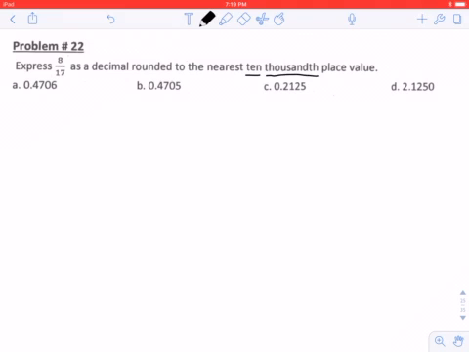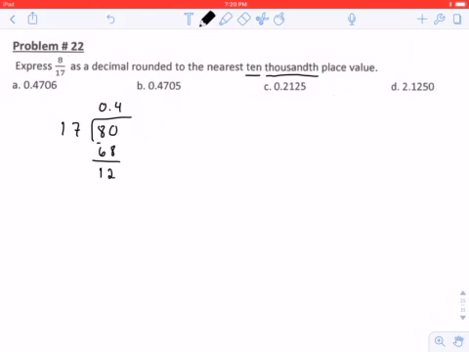First, let's complete the long division, where we're going to divide 8 by 17. How many times can we fit 17 into 8? That's impossible. That will give us a decimal. 80 divided by 17, 4 times. 4 times 17 is 68. 80 minus 68 is 12.